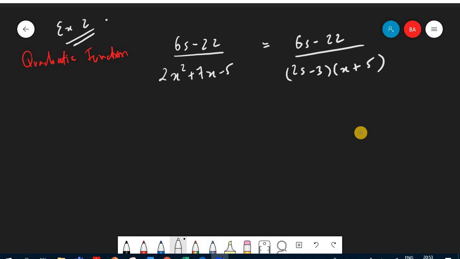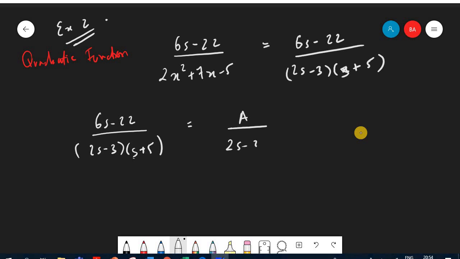So continuing on that, I have 6s minus 22 over 2s minus 3 into s plus 5. What we are trying to do here is separate that into two functions: A over 2s minus 3 plus B over s plus 5. I'll just fix that, s. Okay, so this is what I'm trying to get here.